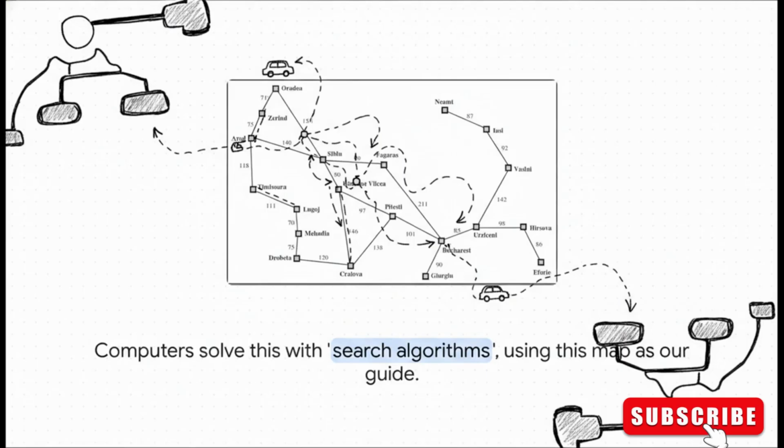The secret sauce here is a search algorithm. And to really get a feel for how they work, we're going on a little road trip of our own. We'll be using this classic map from AI research. Our mission, should we choose to accept it, is to find the best route from the city of Arad all the way over to Bucharest.